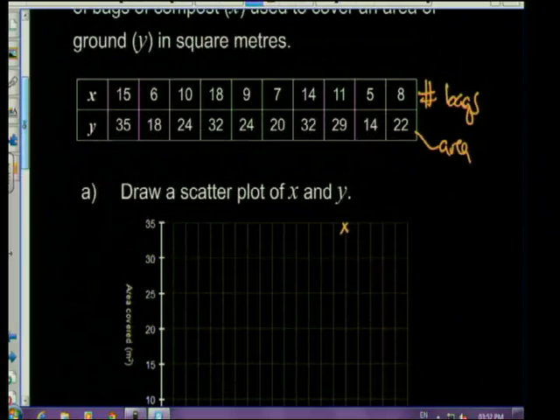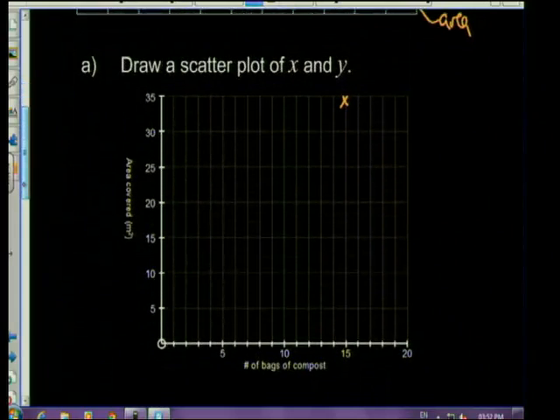Let me plot another point. When x is 6, y is 18. X is 6, y is 18. So there's 15, 16, 17, 18, just a little bit over halfway. And I would plot all these points on the set of axes. So draw a scatter plot, easy marks. You've got to get full marks for this particular component of the question.